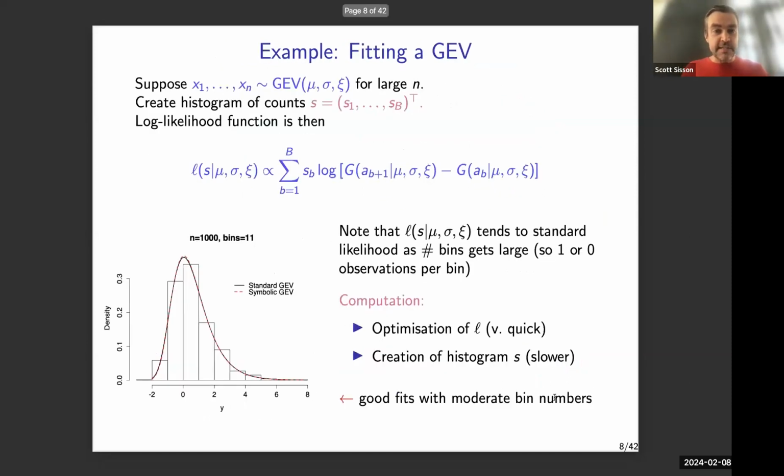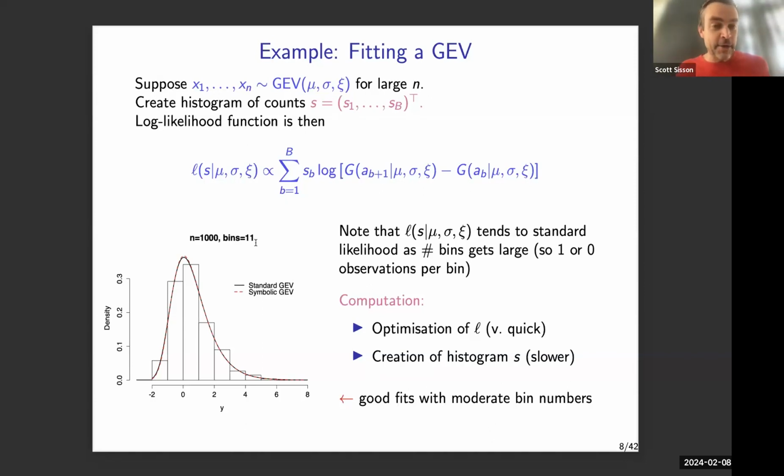Okay, so let's see this in practice. Let's suppose we're fitting a GEV distribution, the generalized extreme value distribution. It's got 3 parameters: location, scale, and shape. It's for extreme value modeling. We've created a histogram of counts, and this picture here is exactly the analysis I'm talking about now. Here we've got 1,000 data points, and we created a histogram with 11 bins.